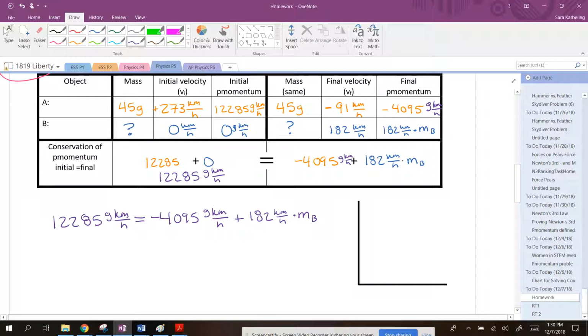So I've got one number equals the negative of a number plus a number times my thing I want to know. So I just got to peel the onion back just like always. So right now I'm subtracting a number. How do I undo subtraction? Add it. So I'm going to add 4,095 to this one over here.